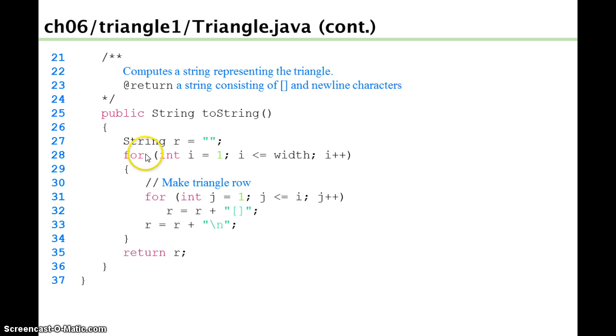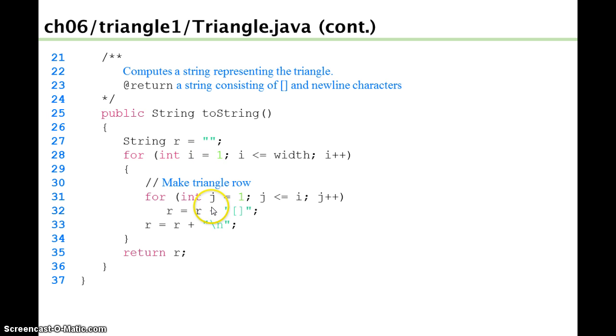And then here's your for loop: for int i equals 1, i less than or equal to width. That's a great descriptive variable there, width instead of n. i plus plus. So this will loop for however wide your triangle is going to be. And then, to make your triangle row, you're going to use this inner loop.